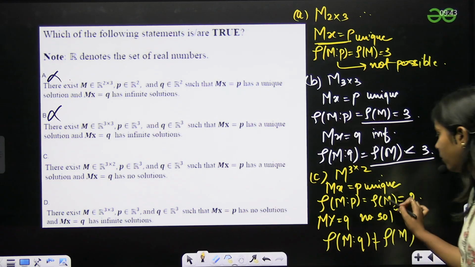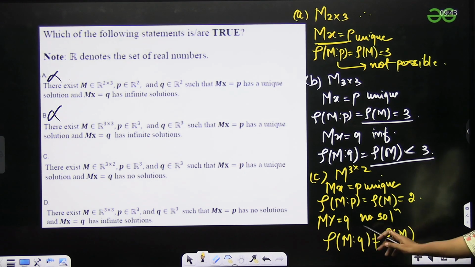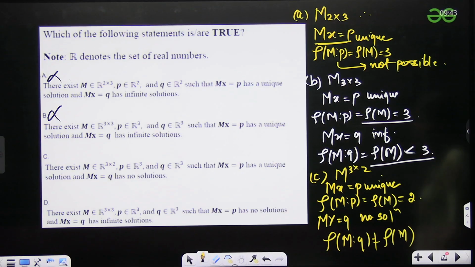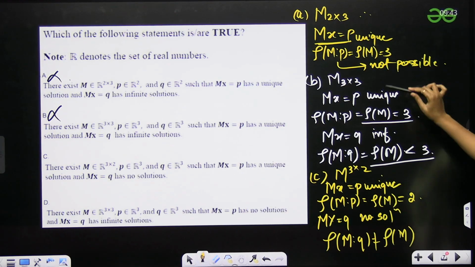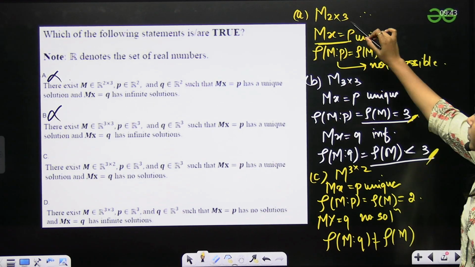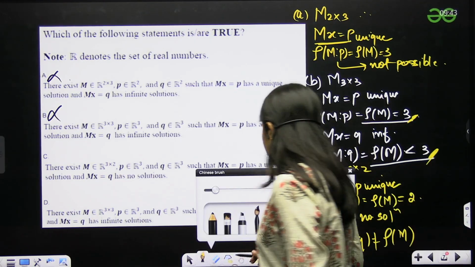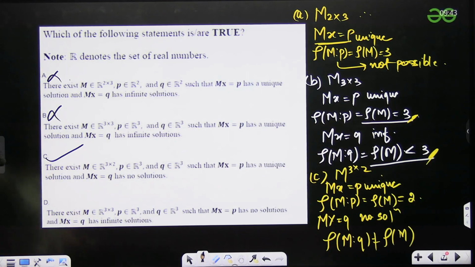So there is no problem I am getting. I can have a matrix which has rank 2 with M augmented P. Rank of M augmented Q is not equal to rank of M. That can be true because that is completely dependent on Q. In previous cases I was getting a contradiction that these two things could never be possible at the same time, and there rank of M cannot be 3 because M is a 2 cross 3 matrix, but here I am not getting anything. So option C can be true. There exists a matrix M, and you can just take any example, it's up to you.